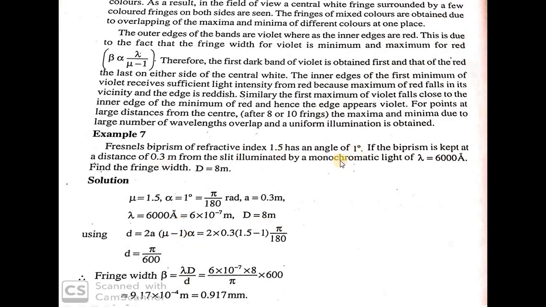1 degree means you will have to convert it into radians. 1 degree is what? 2 pi by 360, or pi by 180 radians. So it is substituted here. You will get d as pi by 600, and from that you will obtain the fringe width to be 0.917 millimeter. It is an extremely small fringe width.